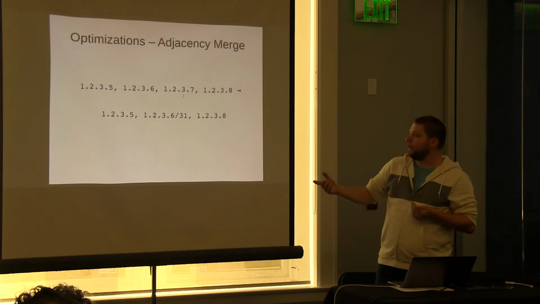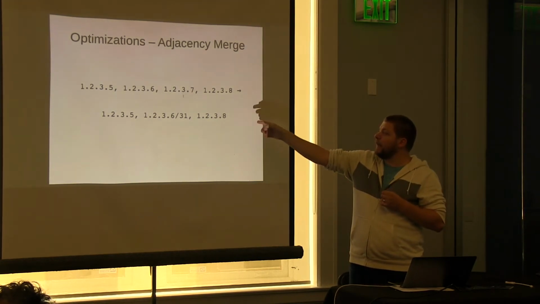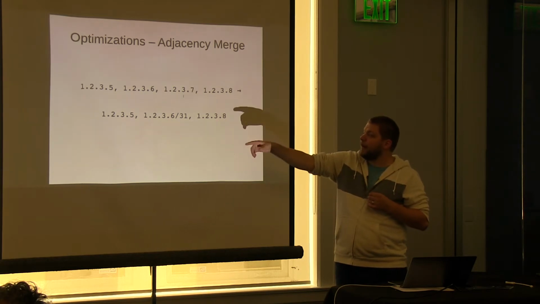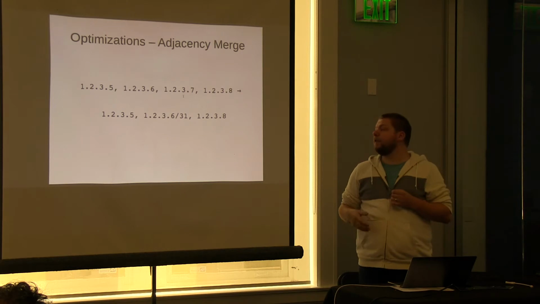So the case looks like this: if you have 4 IPv4s in a row, 5, 6, 7, and 8, 6 and 7 can merge, 5 can't merge, and we can't merge anything with 8, so we end up with 3 CIDR definitions instead of 4.